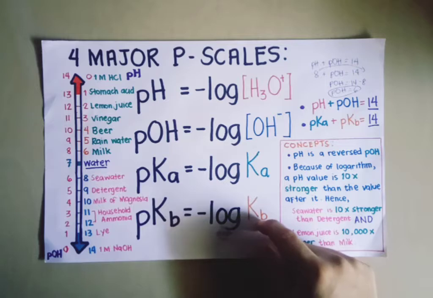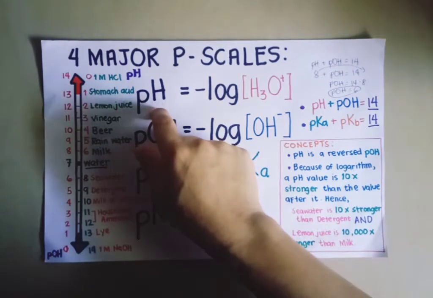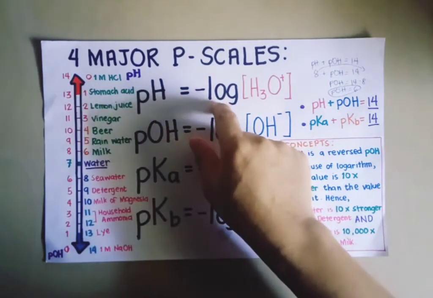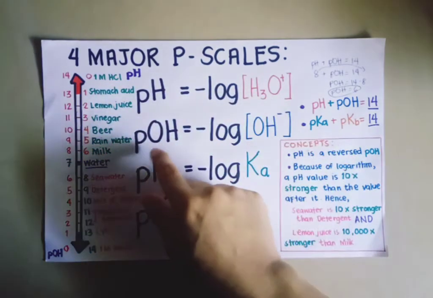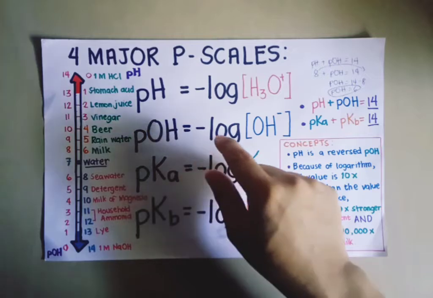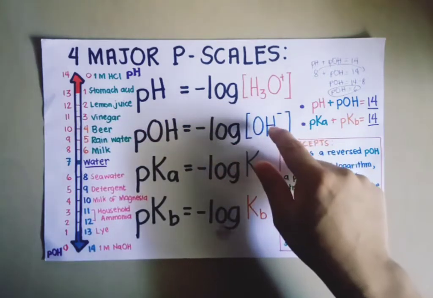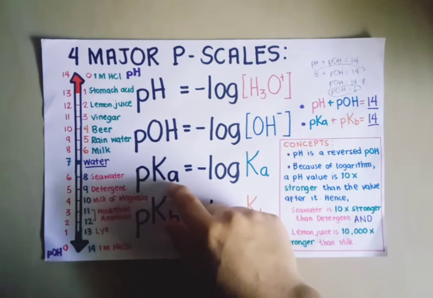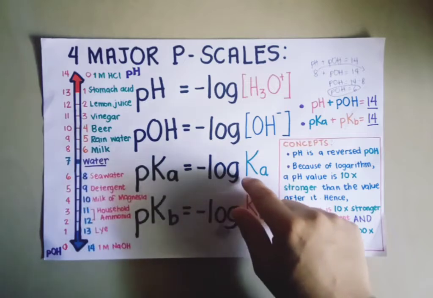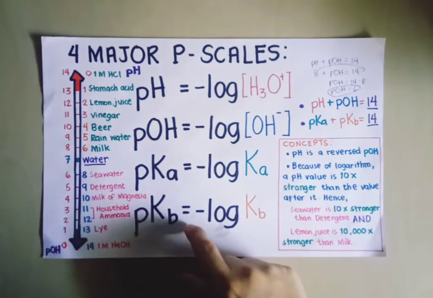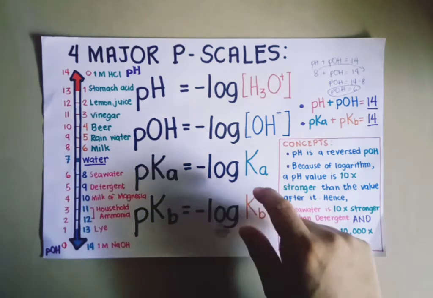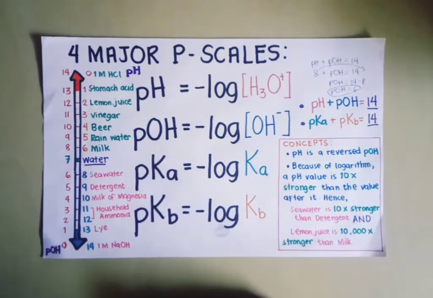And with those, we learned that pH is equivalent to the negative logarithm, or the decimal cologarithm, of the hydronium ion concentration. pOH is equal to the negative logarithm of the hydroxide ion concentration. pKa is equal to the negative logarithm of the dissociation constant for acid, and pKb is equal to the negative logarithm of the dissociation constant for base.